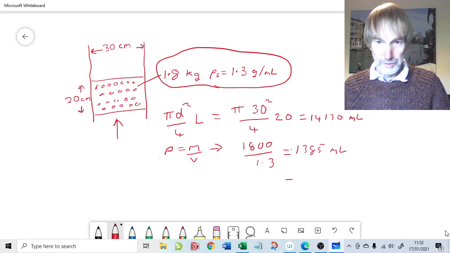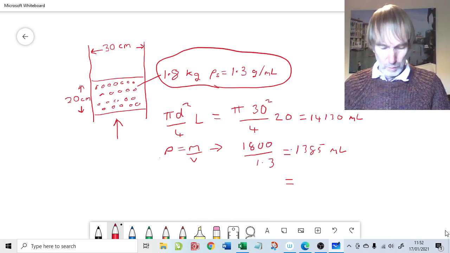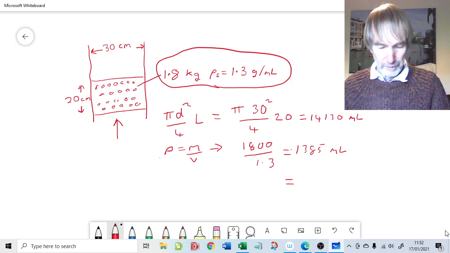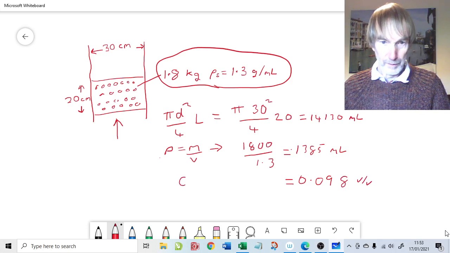And therefore the concentration is going to be 1385 over 14,130. So let's just divide that by 14130. Gives us 0.098. And that's a volume of solids per volume of the bed.